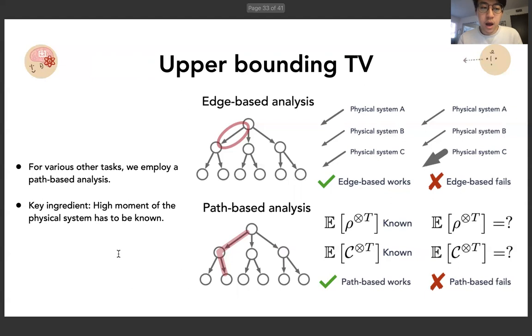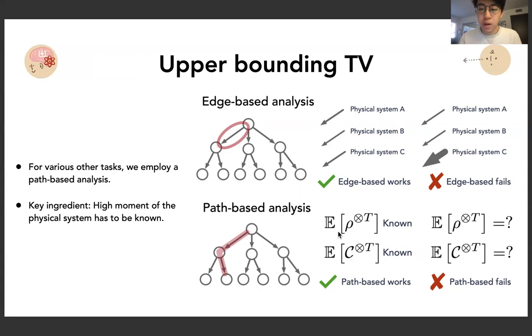In some other task, we would also employ a path-based analysis when the edge-based analysis fails. The key ingredient in the path-based analysis is that the higher moment of the physical system has to be known. That is, one has to be able to analytically obtain the expression for, let's say, rho to some tensor power t, taking expectation value over the unknown state rho.